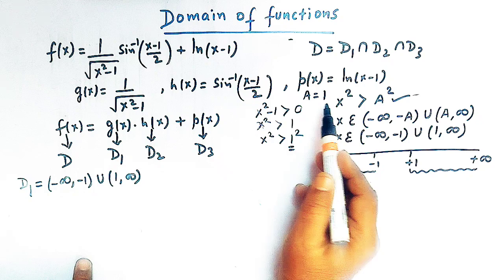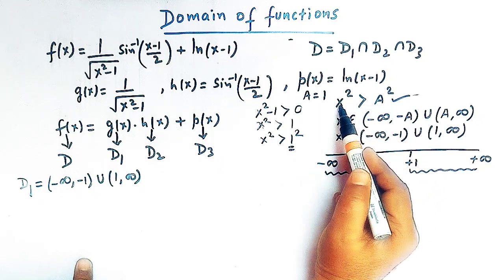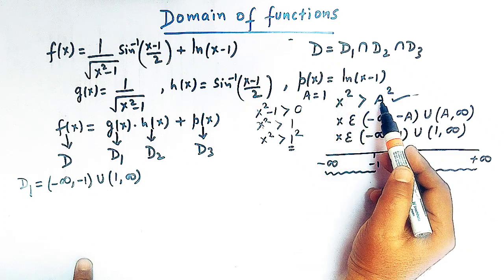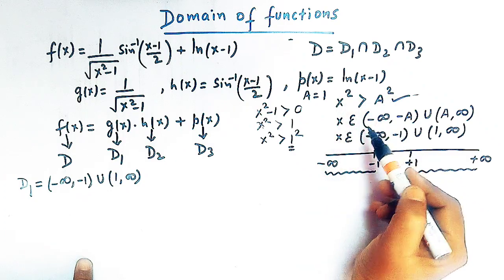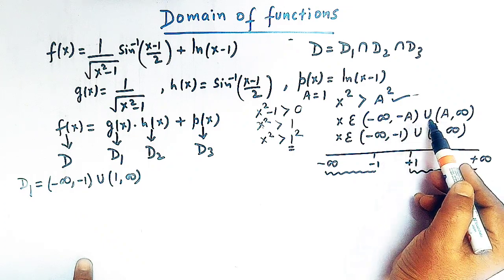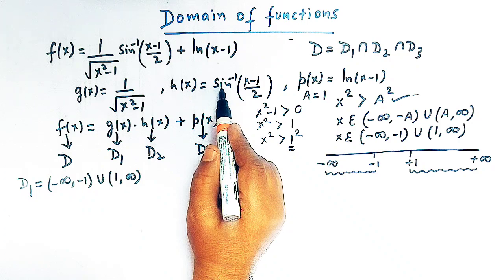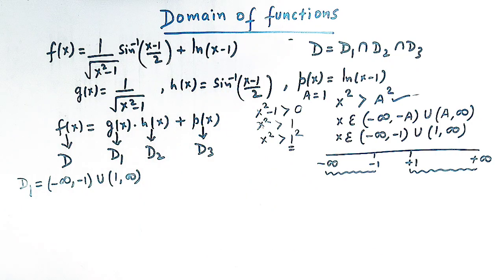And here we have used the direct result for the solution of this inequality, that is x square greater than a square, and the solution is x belonging to minus infinity to minus a union a to infinity. So let us now find out the domain of h of x.